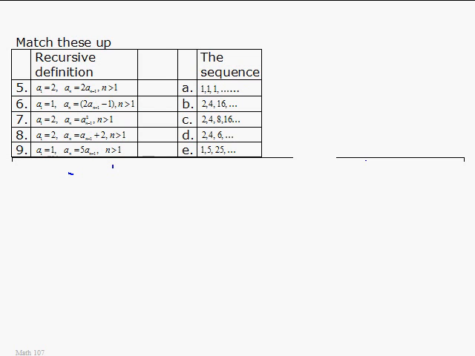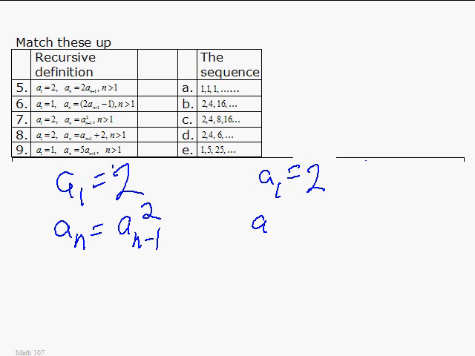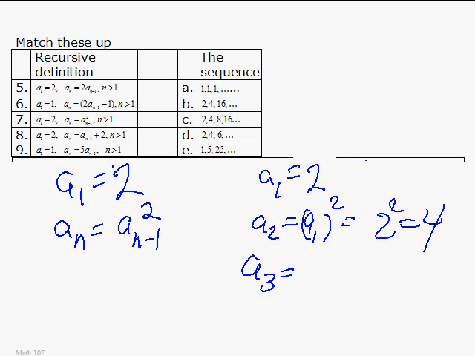Okay, where were we? a1 was 2. The new one is the old one, a(n-1), squared. So a1 is 2. a2 is a1 squared, which would be 2 squared, or it's 4. a3 is going to be a2 squared, so that's 4 squared, 16. Keep going like that.